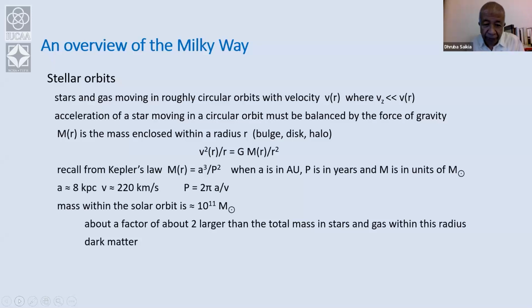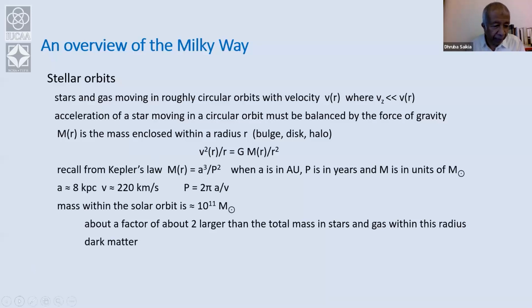But we'll not get into too much detail. What we know now is that we are embedded in dark matter. From the motion of our sun at a distance of 8 kiloparsec, applying Kepler's laws, you can estimate the mass within it. This is about a factor of 2 larger than the total mass in stars and gas which we estimate, and that is because, again, of dark matter.